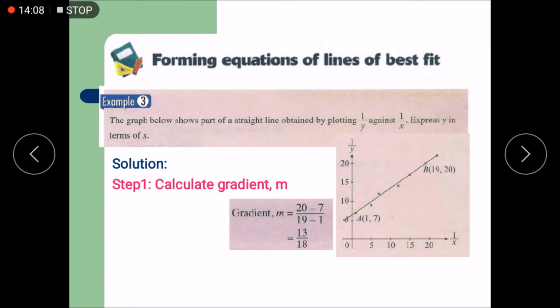So from here you can see that the gradient, you just take y1 minus y2, y2 minus y1, sorry, and then divide by x2 minus x1. And then you get 13 over 18.